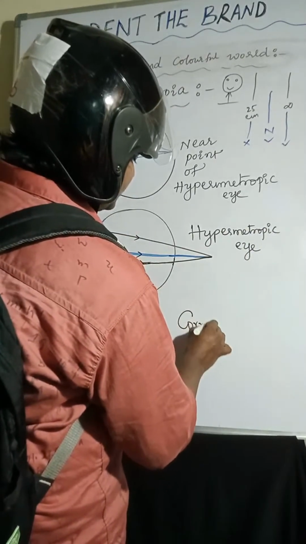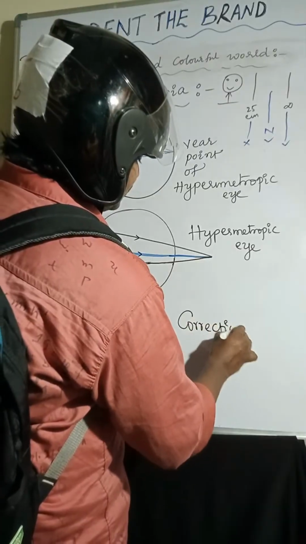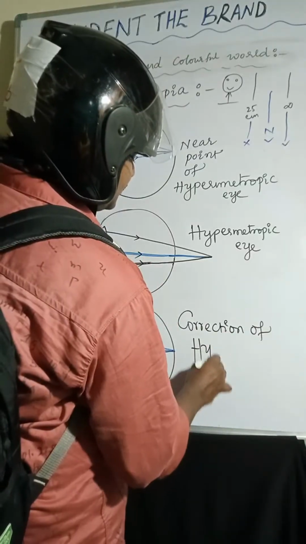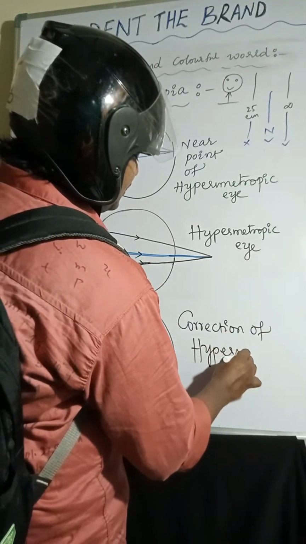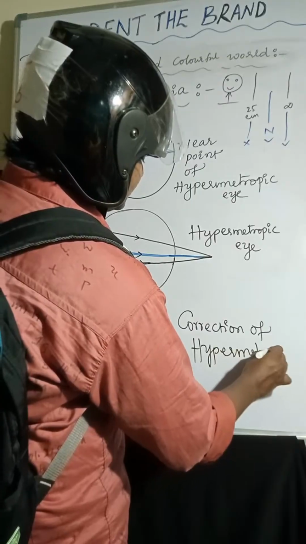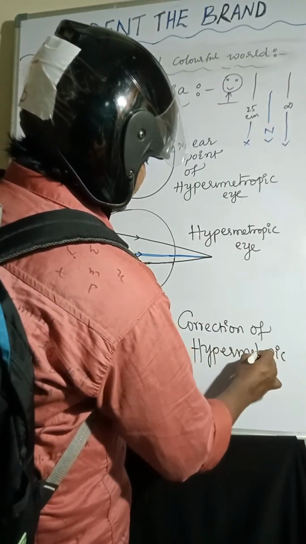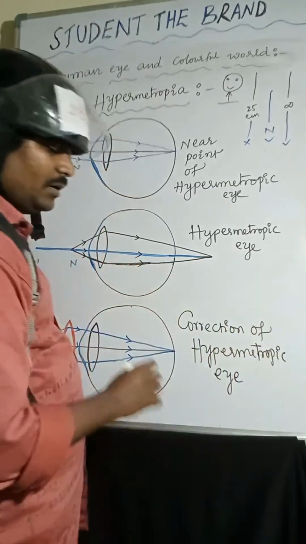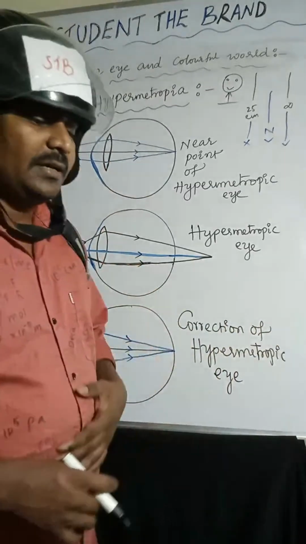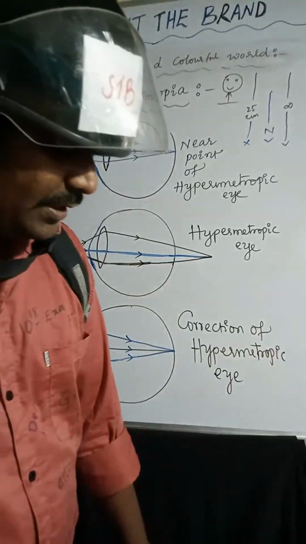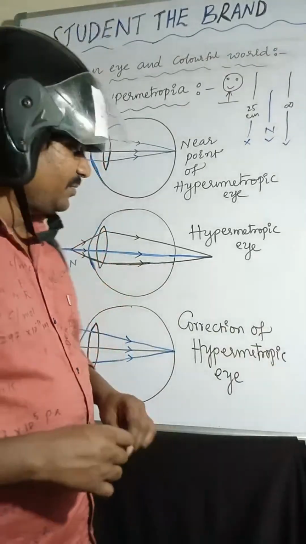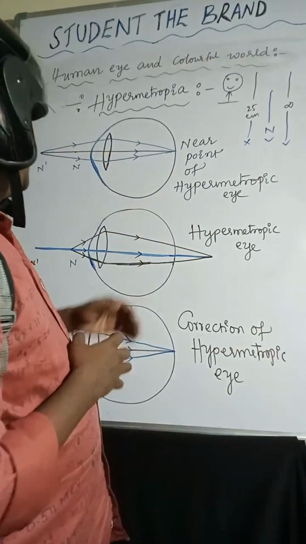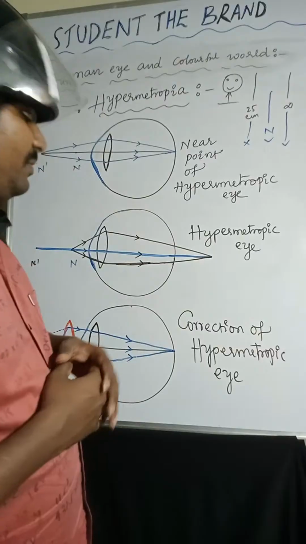Correction of hypermetropic eye. Okay, so check once here. Once again, observe carefully here. Near point of hypermetropic eye, correction of hypermetropic eye.